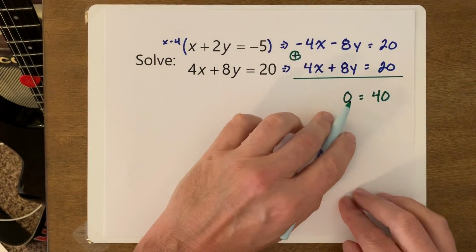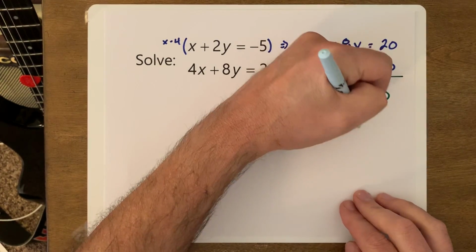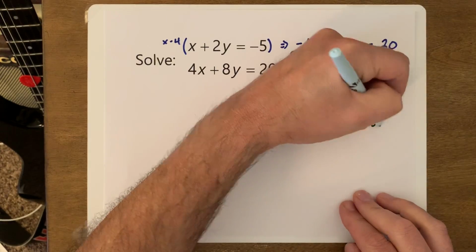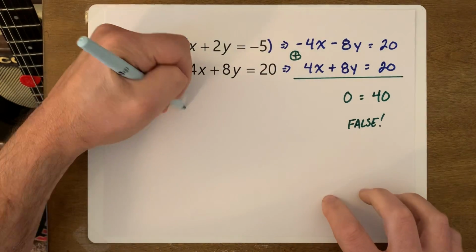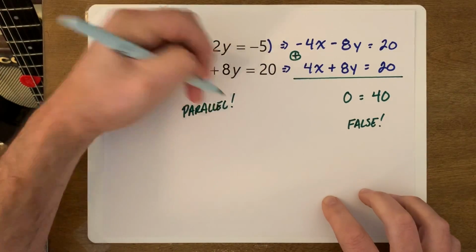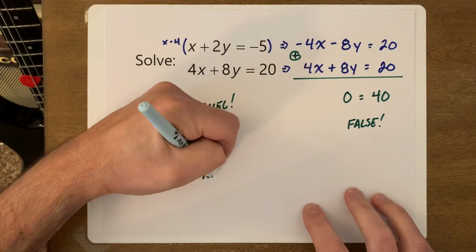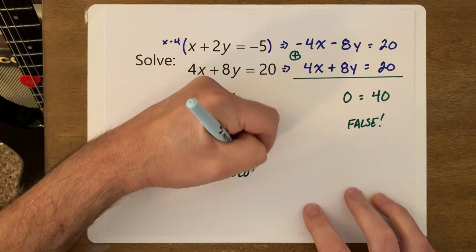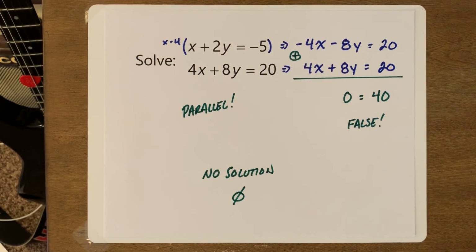So what happens? You got 0 is equal to 40. Is that true? No, that is false. That is a false statement. So if you get a false statement, what that means is the two lines are parallel. They have the same slope, but they have a different y-intercept. And so those are parallel, and your answer to this would be no solution. Or you can put the empty set symbol.